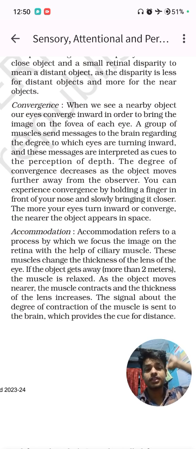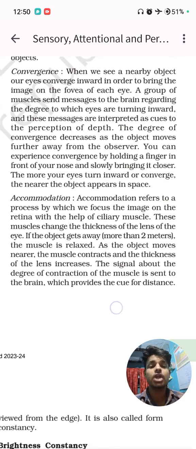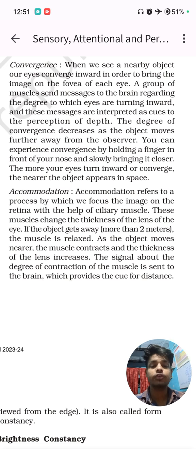Convergence: when we see a nearby object, our eyes converge inward in order to bring the image onto the fovea of each eye. A group of muscles sends messages to the brain regarding the degree to which the eyes are turning inward, and these messages are interpreted as a cue for the perception of depth. The degree of convergence decreases as an object moves further away from the observer. You can experience convergence by holding a finger in front of your nose and slowly bringing it closer. The more your eyes turn inward or converge, the nearer the object appears in space.